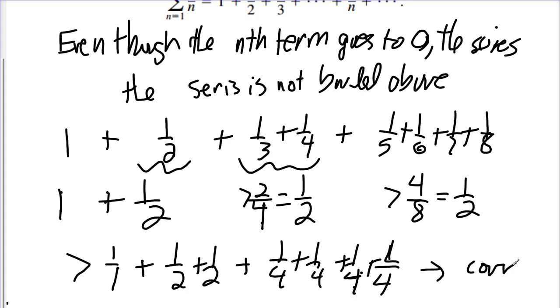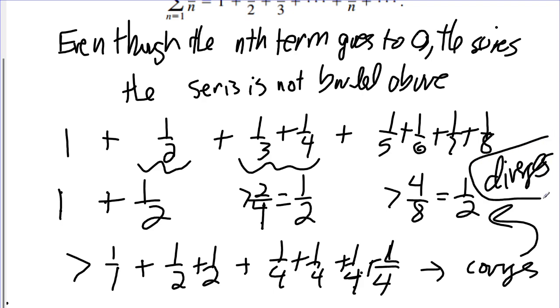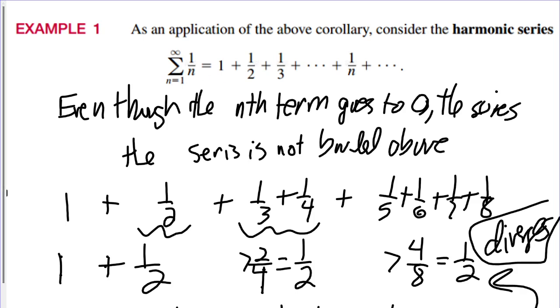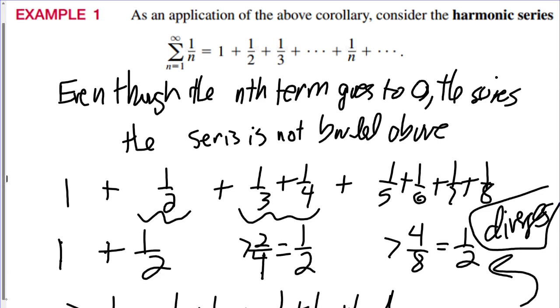That does not converge, so this diverges. So the harmonic series, which again is this series, is also what we did in a previous lesson, in chapter 8, the p-series 1 over n to the p, where p is 1, and so again that has to diverge.